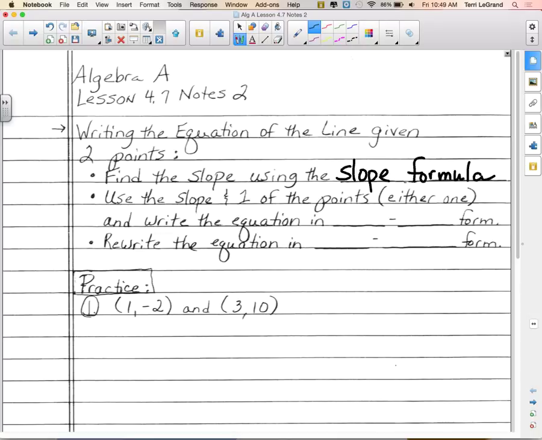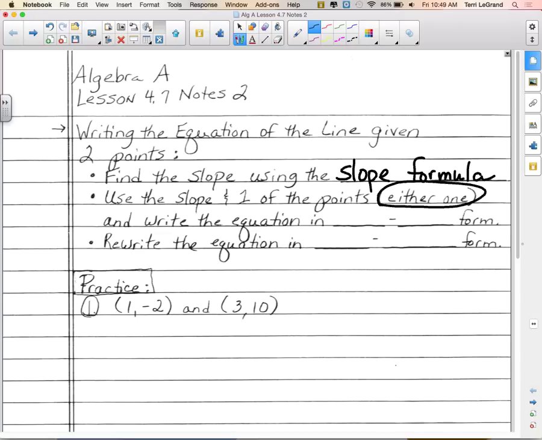So what we're going to have to do is find that slope, then use the slope and one of those points. Notice what it says here: either one. Would you just circle that? Either one. It really does not matter because they're both on the same line. Whichever one you favor more, that's the one you get to use. But you have to use the slope because there's only one slope for a line.